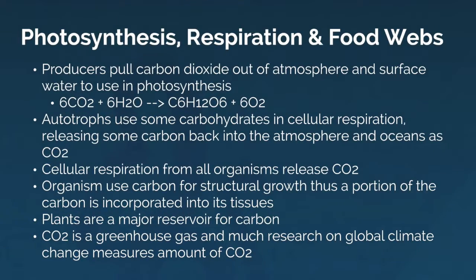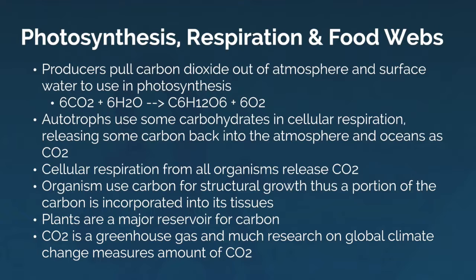Photosynthesis, respiration, and food webs. Producers such as plants, algae, and cyanobacteria pull carbon dioxide out of the atmosphere and out of surface water to use in photosynthesis. Photosynthesis converts carbon dioxide and water into glucose and oxygen. Autotrophs use some of these carbohydrates to fuel cellular respiration, thereby releasing some carbon back into the atmosphere and oceans as carbon dioxide.